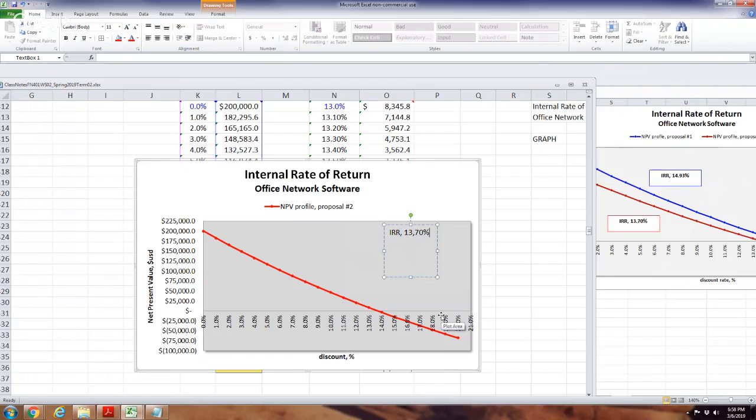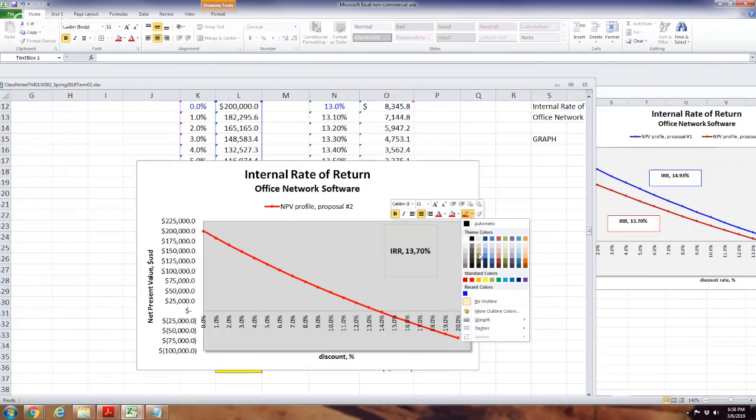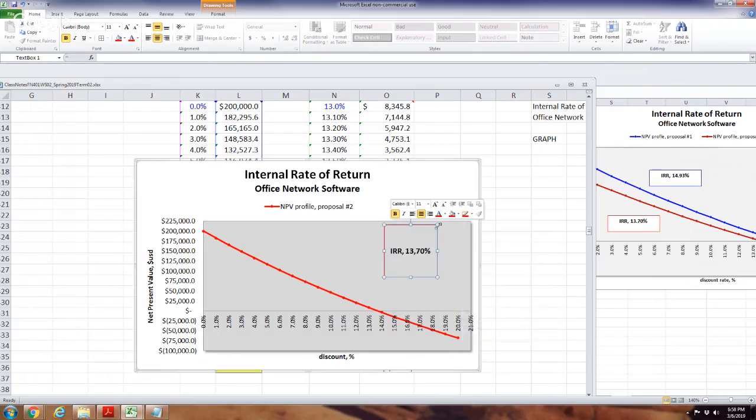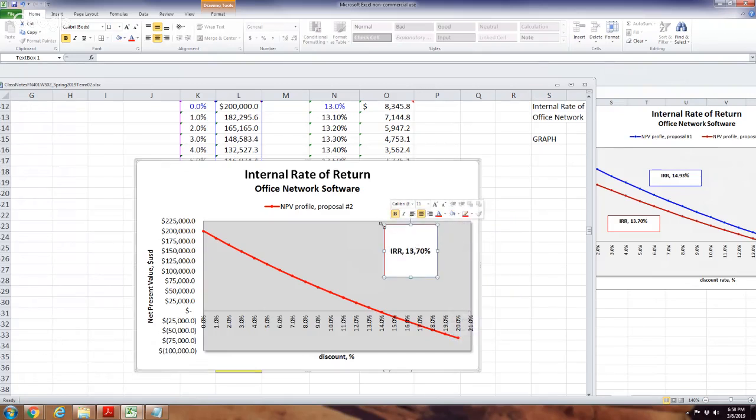13.7%. Folded everything. We're going to center everything the whole way around. Your outline of this is going to be red. The fill is going to be white. And there you go. I think we just found it a home under there somewhere. And you can mess with the font size and all that.